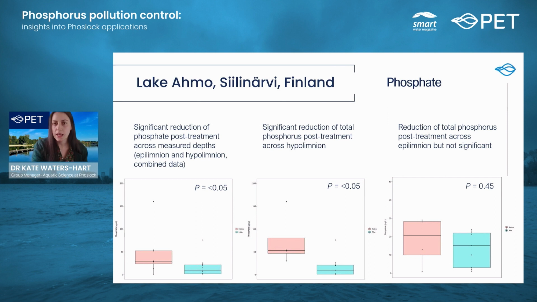And again, in the epilimnion, we're not seeing a significant reduction, but this is most likely due to the fact the lake is still suffering from catchment loading, but also it was very low dose considering the size of the water body and they only treated one area. So Phoslock is working within its limits in reducing what is coming from the sediment, but because of the low dose, it's not able to control those sort of surface water concentrations coming in from the catchment.